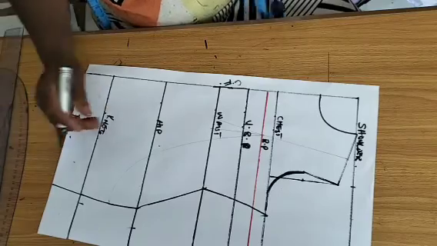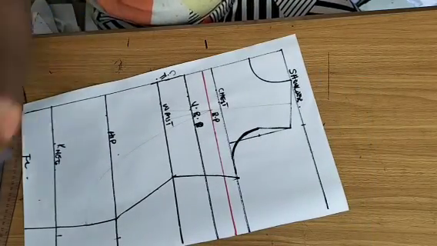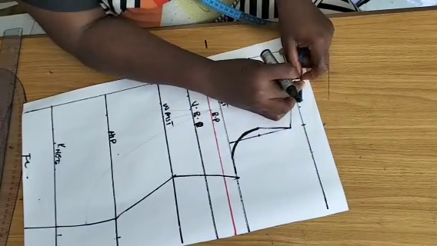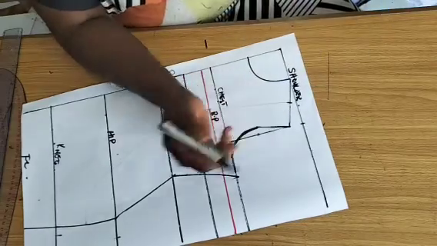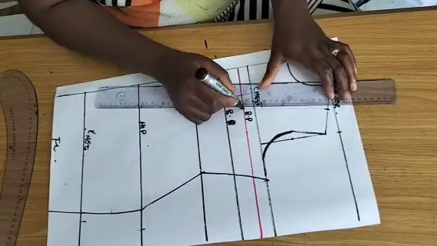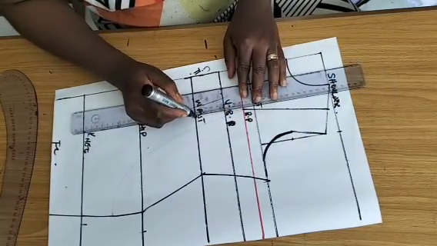So to begin this tutorial without wasting time, I'm going to divide my shoulder seam line by 2, so I'll be able to get that point. So I divide my shoulder seam and I'll connect it to my bust point. This is my bust point and this is my dart leg.